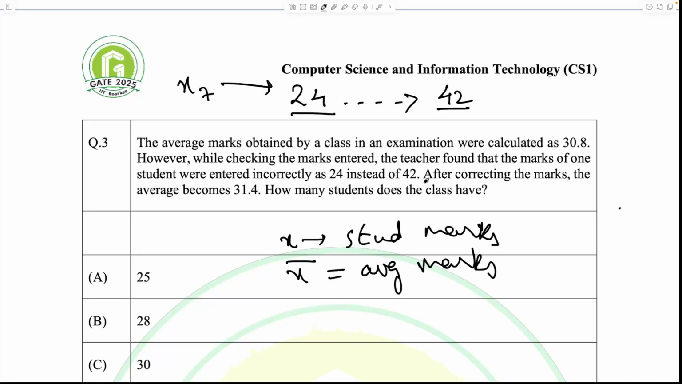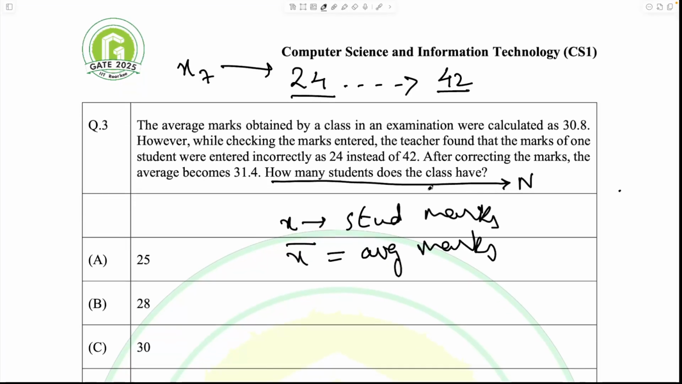After correcting the marks, the average became 31.4. How many students does the class have? So we have to find the number of students in the class. Let's assume the number of students to be capital N. As all the students would be giving the examination, every single student is going to get some marks. So the total number of data points present in the database is going to be capital N, and that is what we have to find.